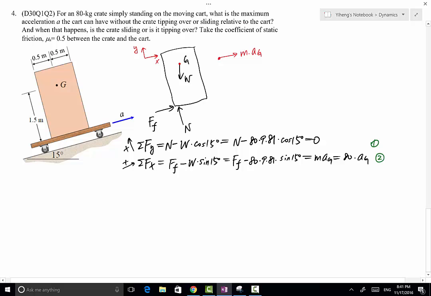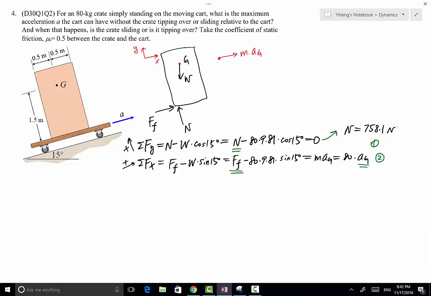Now how many unknowns do we have? We have the normal force, the frictional force, and a_G. So we have 3 unknowns and only 2 equations, obviously not enough to solve for all of our unknowns, even though we can actually solve for the normal force here. From the first equation, we find that the normal force equals 758.1 Newtons.